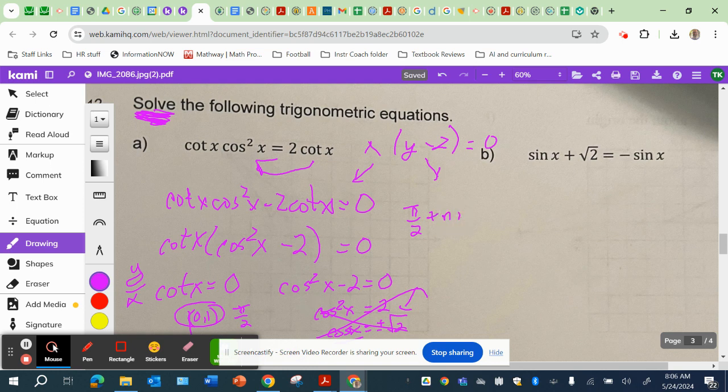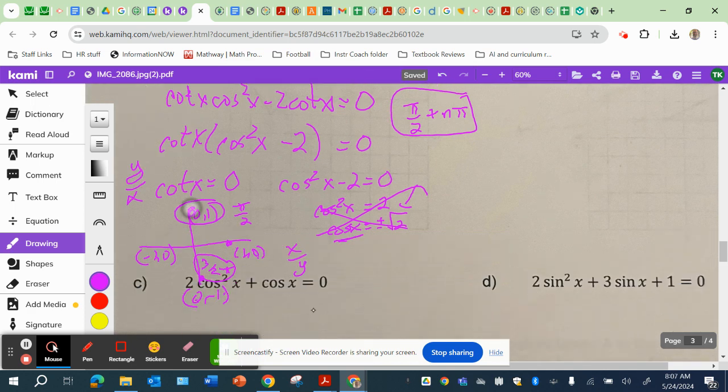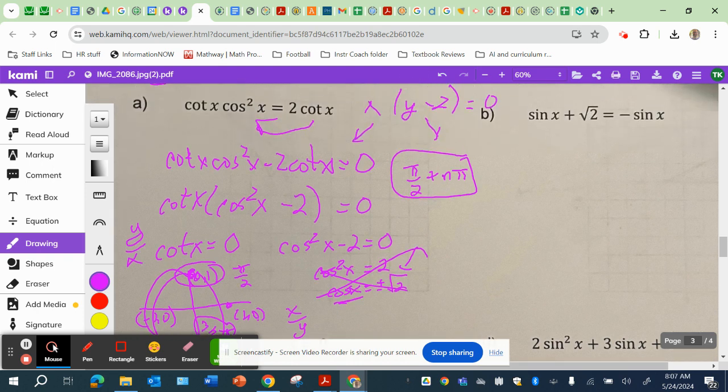So sometimes, I don't know if she has you write like this, plus n pi. Because you keep adding pi's. You start here, add pi, add pi, add pi. It keeps going on forever.